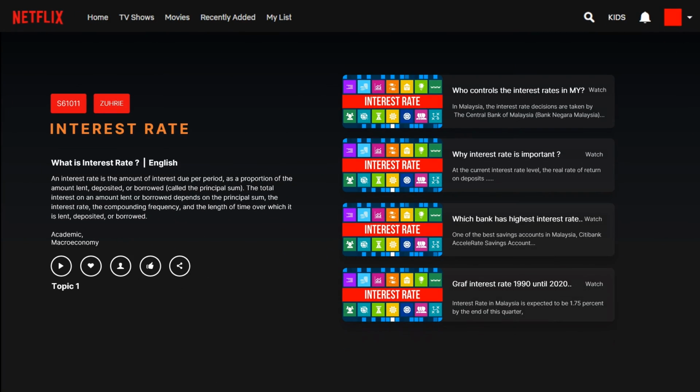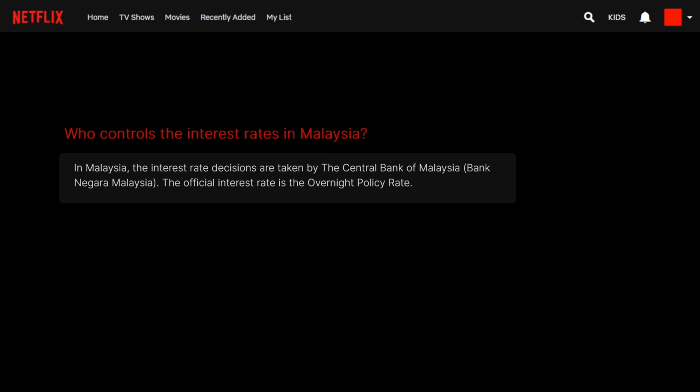An interest rate is the amount of interest due per period as a proportion of the amount deposited or borrowed, called the principal sum. The total interest on an amount lent or borrowed depends on the principal sum, the interest rate, the compounding frequency, and the length of time over which it is lent, deposited, or borrowed. In Malaysia, interest rate decisions are taken by the Central Bank of Malaysia, Bank Negara Malaysia. The official interest rate is the overnight policy rate.